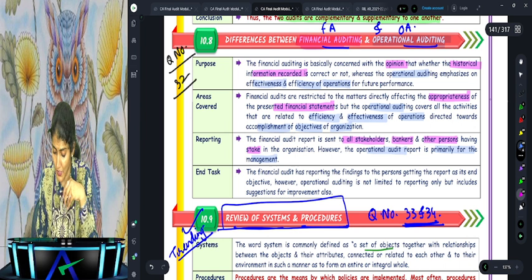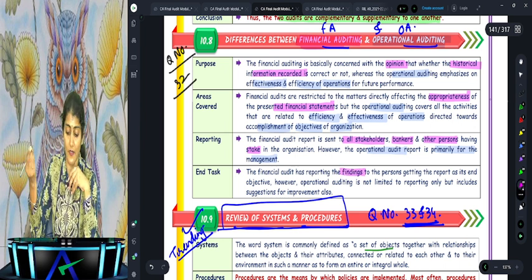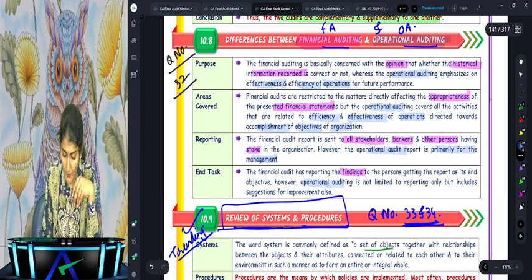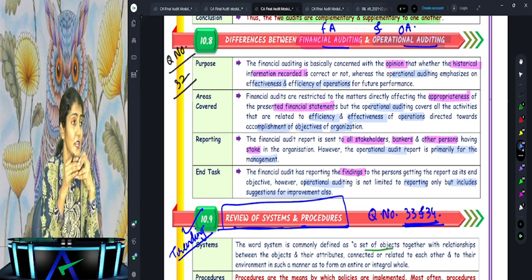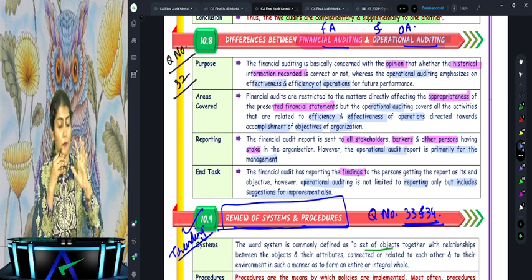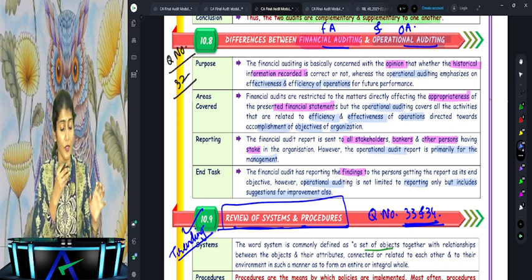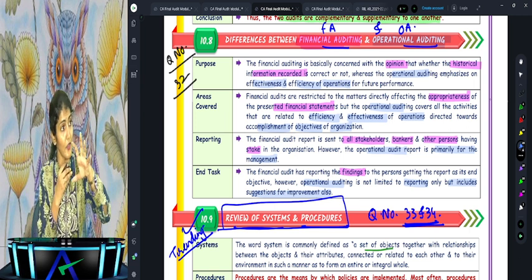Then the financial auditor has reporting the findings to the person getting the report as its end objective, whereas operational audit is not limited to the reporting only but also giving the suggestions or the recommendations for the improvement. Are you able to get this? This question is asked 3 times in your exams: distinguish between the financial audit and the operational audit.